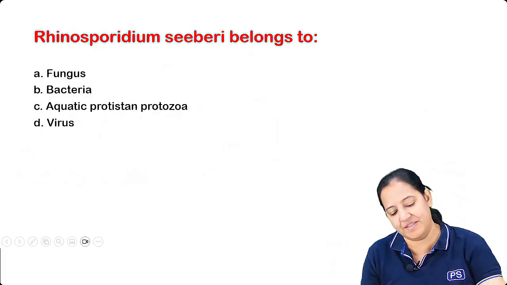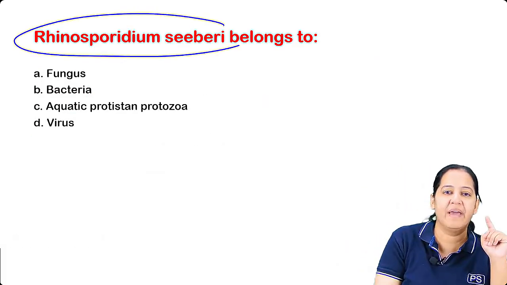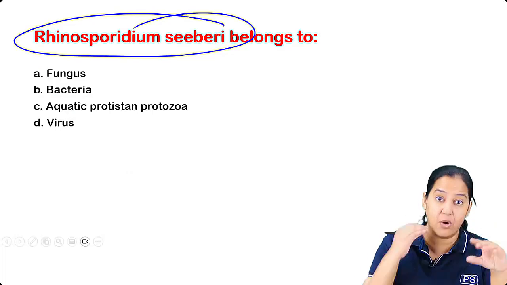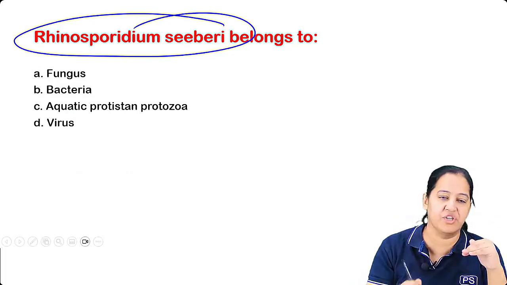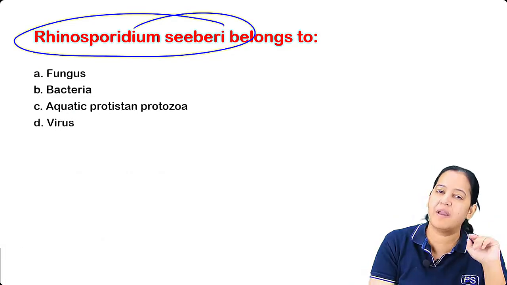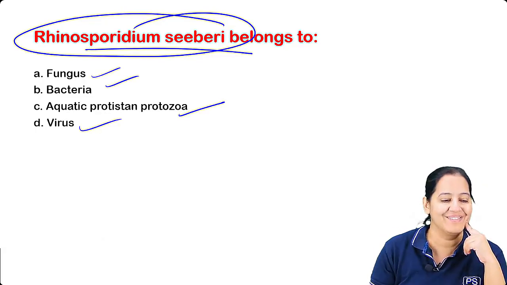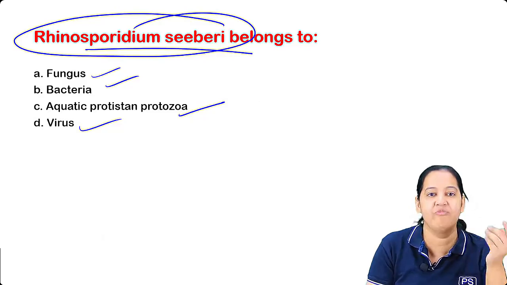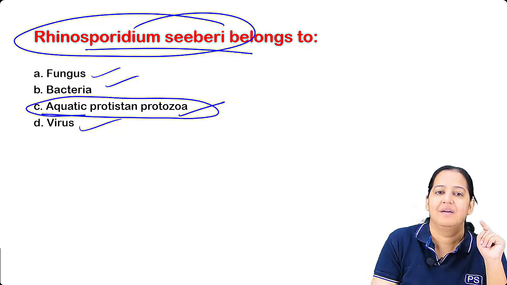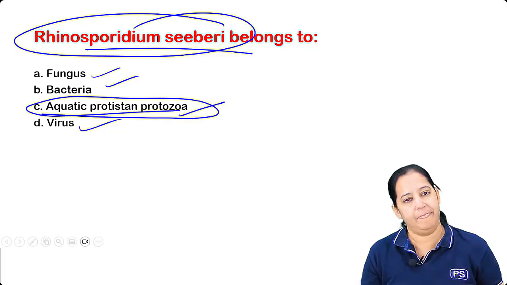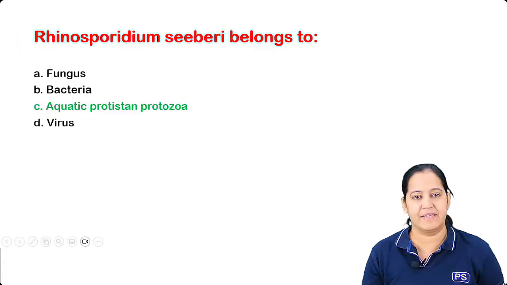Read the question, tell me the answer. Rhinosporidium seeberi, that is the organism that causes rhinosporidiosis. Learn the causative agent. Rhinosporidiosis is caused by Rhinosporidium seeberi. Is it a fungus, bacteria, protozoa, or virus? What is the correct answer? Yes, obviously, it's a parasite. It's a protozoan parasite. Hannah, it's an aquatic protozoan parasite. The correct answer is C.